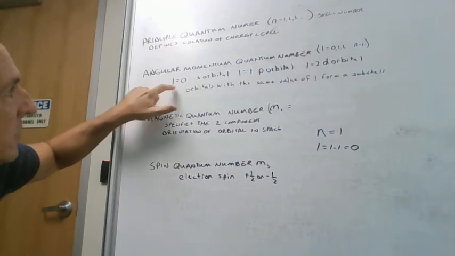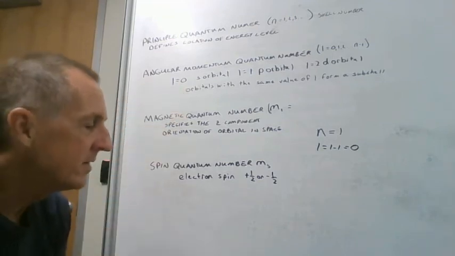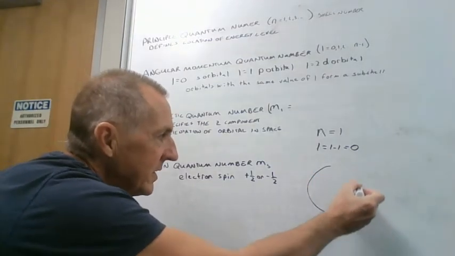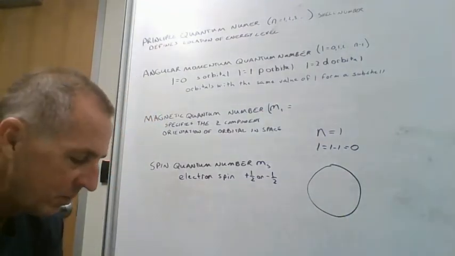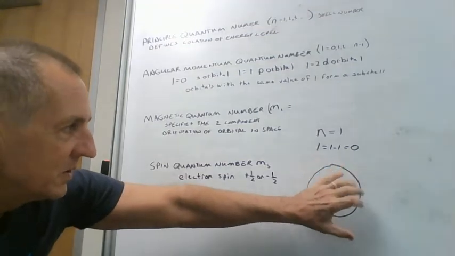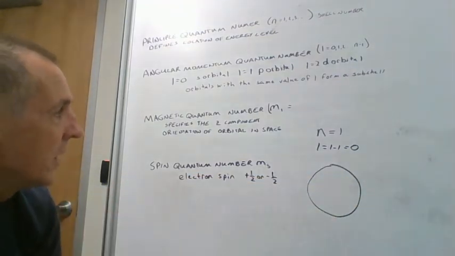And if L equals 0, it's what we call an s orbital. And the s is for spherical. So what we have is a sphere in three-dimensional space where we're most likely to find the electron. So the electron is within this spherical orbital moving around.